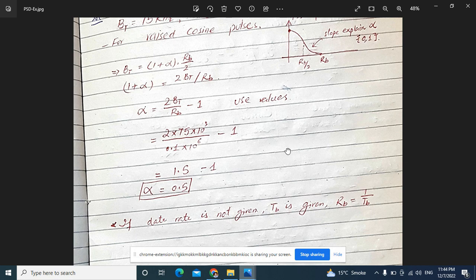In some questions or in some examples, the data rate is not given, but usually the bit duration is given. That is Tb. So if the bit duration is given, you can calculate the bit rate, or the data rate Rb, that is equal to 1 over bit duration.